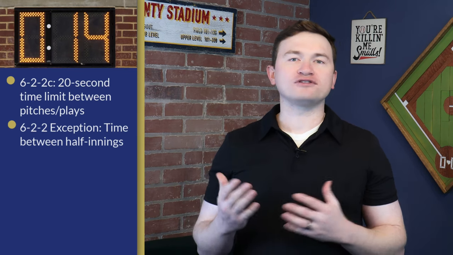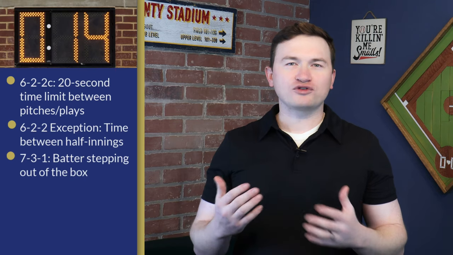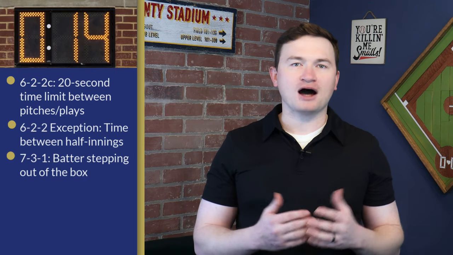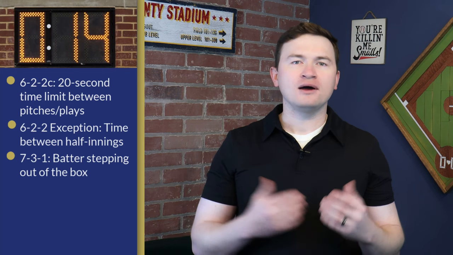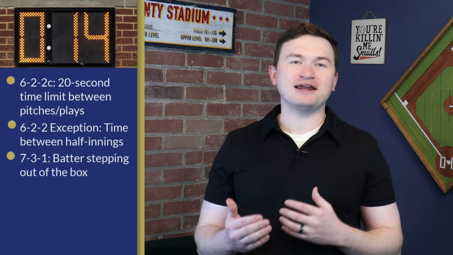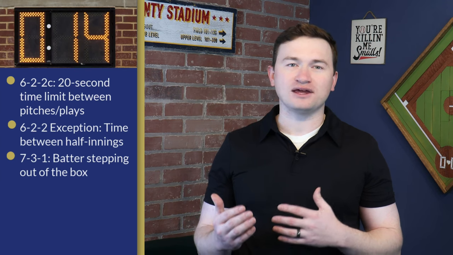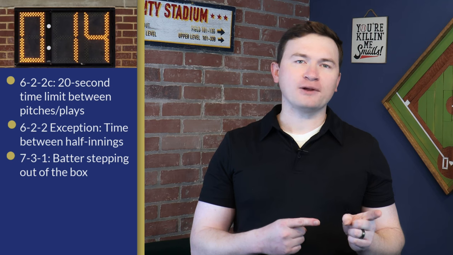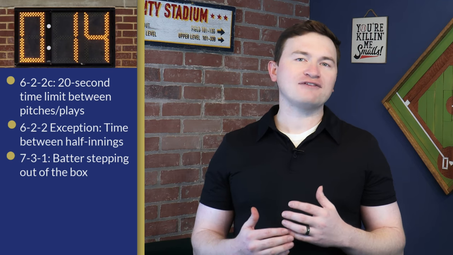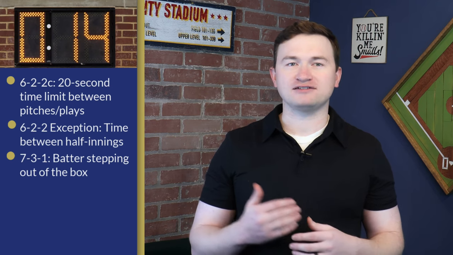The third is Rule 7-3-1, which revolves around the batter stepping out of the box. Now, I don't want to dive into all the reasons a player can step out in this video, but generally, I want to stress that the committee again is not saying to immediately enforce the first violation. Just like we do for the defense, the offensive player should be given a warning and then have it enforced on a later violation by the same player.